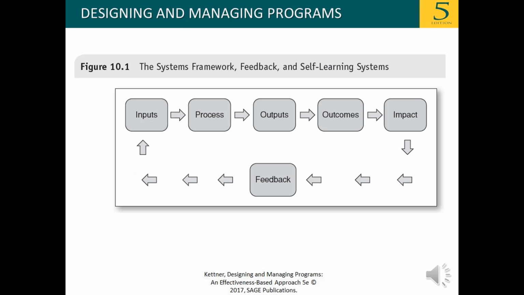So the systems framework, feedback, and self-learning systems, you'll see the steps here, a lot of arrows. But you see feedback here, inputs, process, outputs, outcomes, impact. You're probably sick of hearing that with the logic model, but you see how that leads to feedback, and then the feedback can also lead to changes in the logic model system.